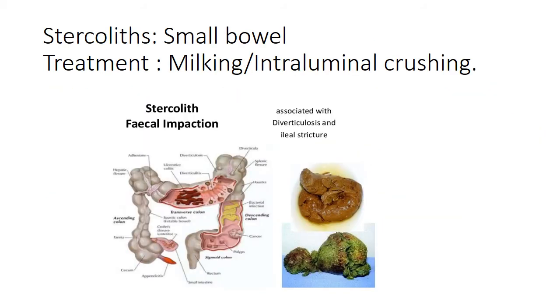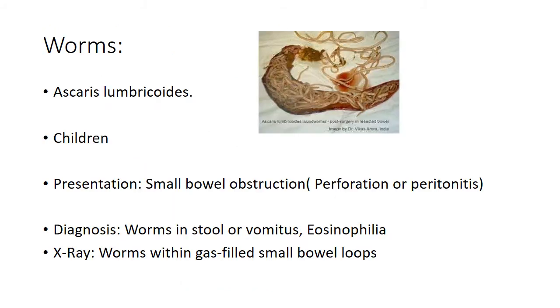Next is stercolith, which is usually found in the small bowel but may occur in the large bowel also. It's associated with jejunal diverticulosis or ileal stricture, and its treatment is the same as that of gallstone ileus, that is milking and intraluminal crushing of the stercolith.